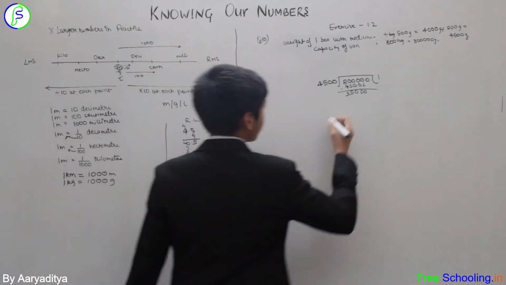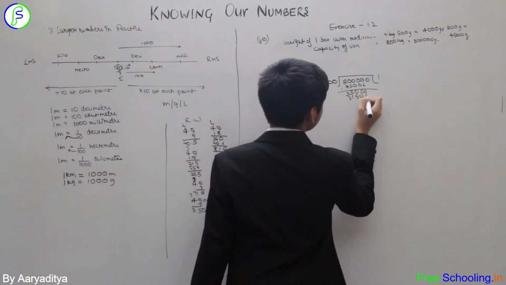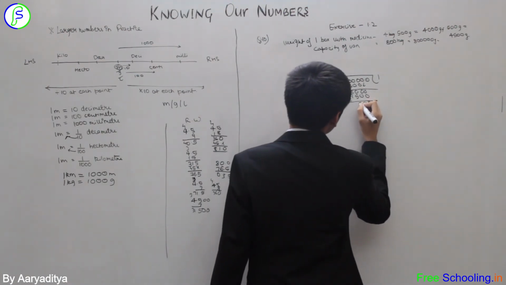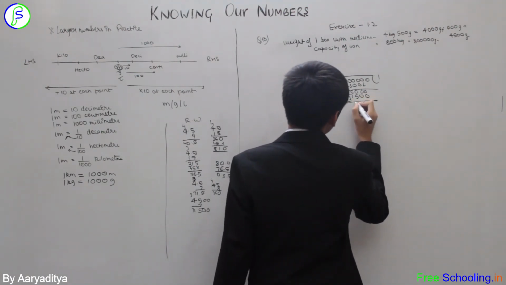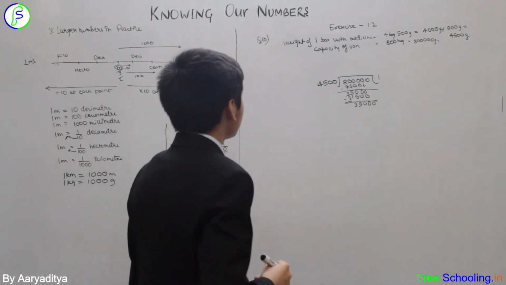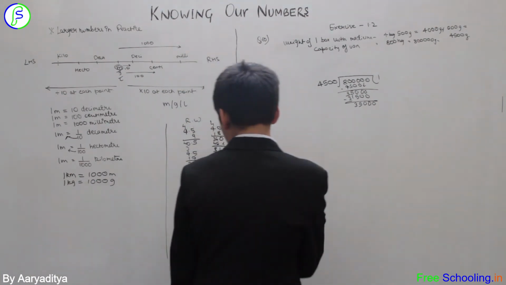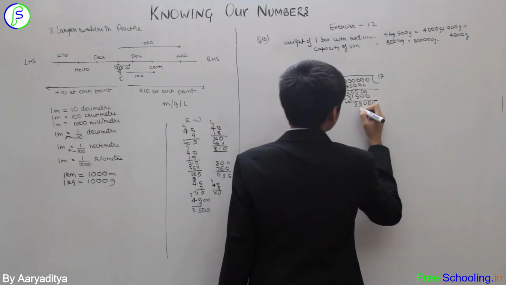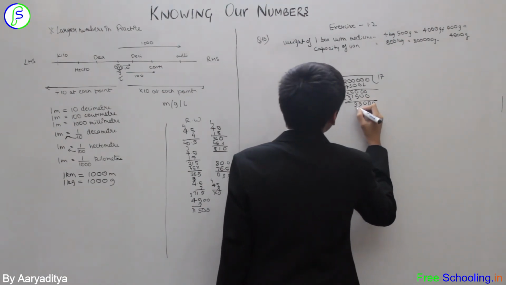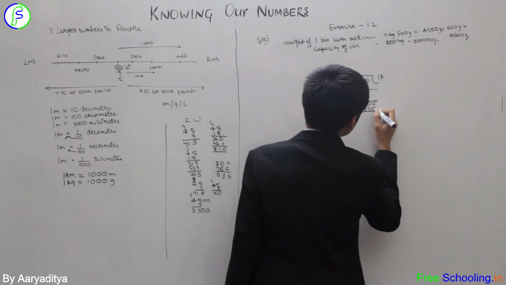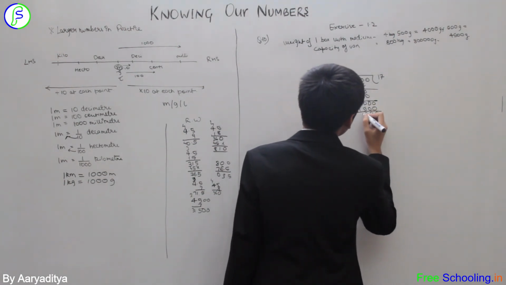So we get 31500. Subtracting it, we get 5, 4 left here, 3. Done. And again, now we will do the same, and this was 7, and again we can do this one again.